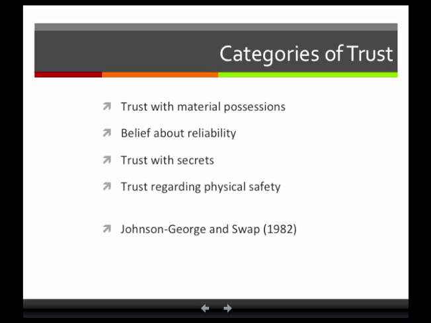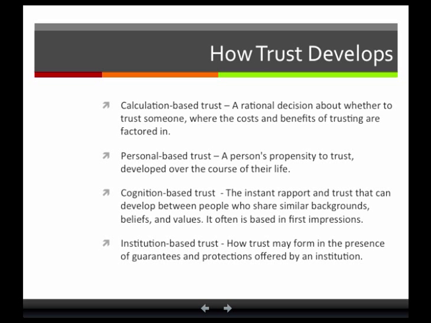The next thing to think about is how trust develops. So let's look at a few of these examples. First, there's calculation-based trust. So this is a rational decision about whether or not to trust someone, where the costs and benefits of trusting are factored in. So we're really calculating, is this a person that I should trust or rely on? You can imagine soldiers who are operating in a foreign country really having to make these calculations when they're interacting with locals. Is this a person that I should trust and rely on? And factoring in as much information as possible.